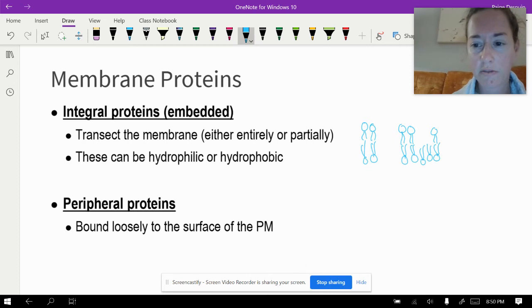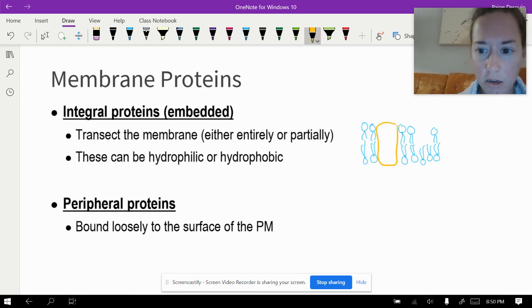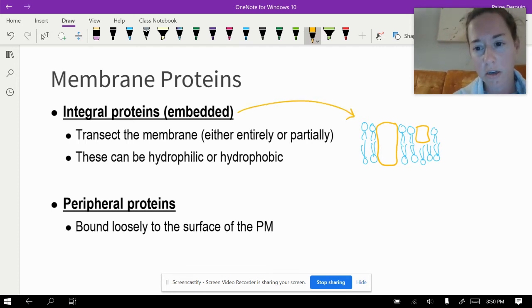All right, so this is a very bad cell membrane, but let's say you have a protein here. This guy would be considered integral. This guy that only goes halfway would still be considered integral. So both of these are integral proteins. They can be hydrophilic, or they can be hydrophobic, or they can be amphipathic, which would be both.